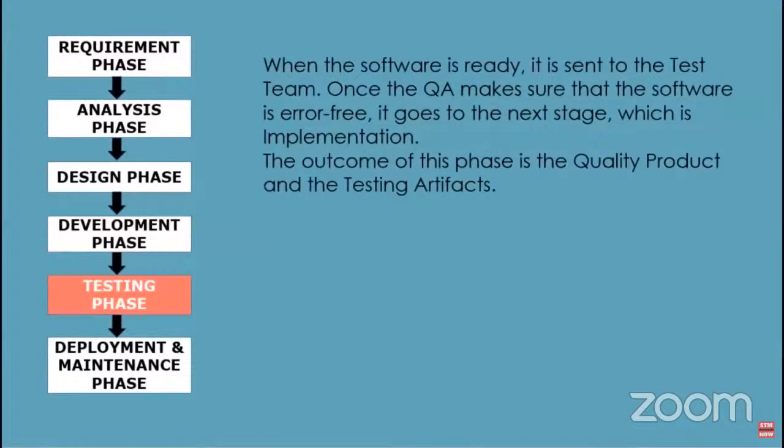Testing phase. When the software is ready, it is sent to the testing department, where the test team tests it thoroughly. They either test the software manually or using automated testing tools, depending on the process defined in SDLC, and ensure that each and every component of the software works fine. Check out our video on SDLC and its phases for clear understanding on software testing lifecycle. Once the QA makes sure that the software is error-free, it goes to the next stage, which is implementation. The outcome of this phase is the quality product and the testing artifacts.